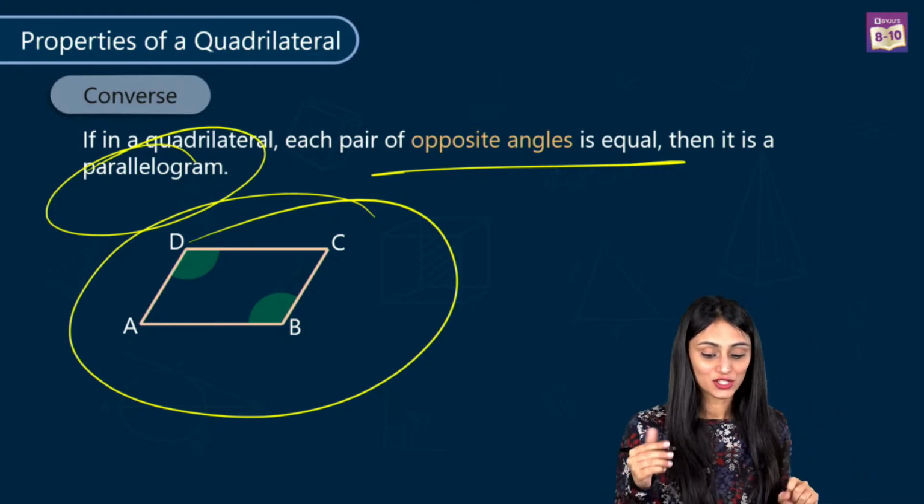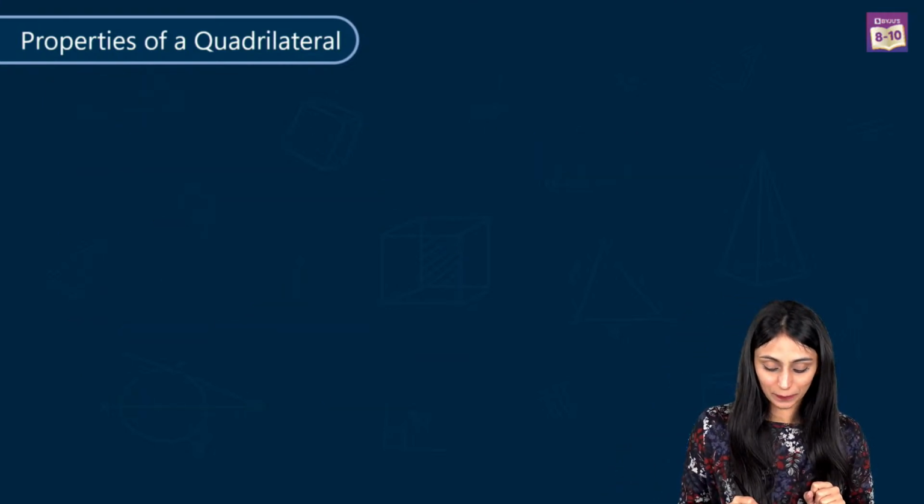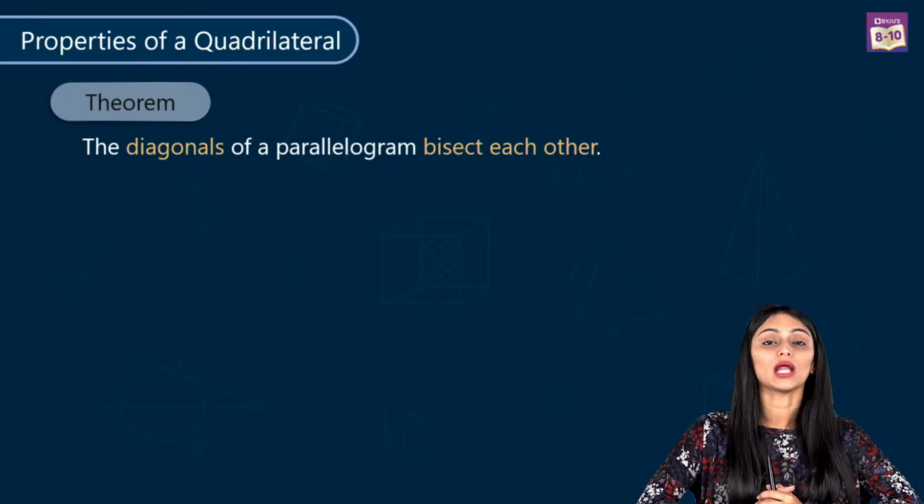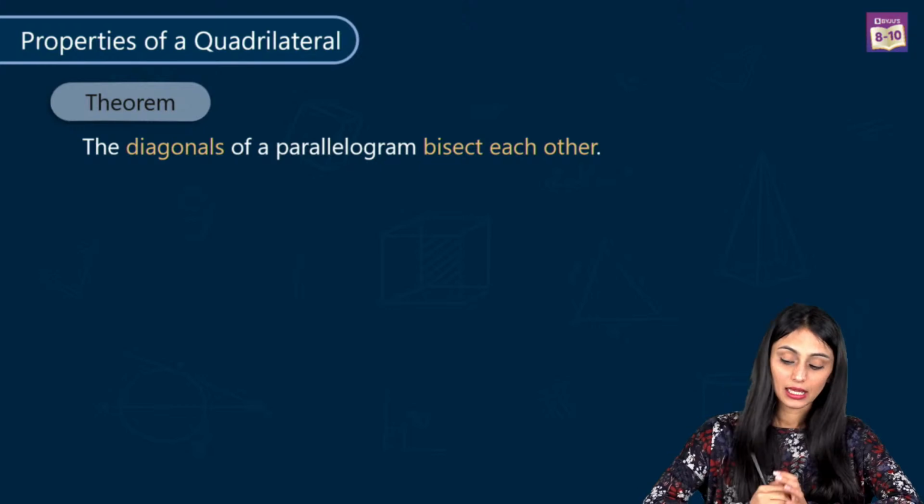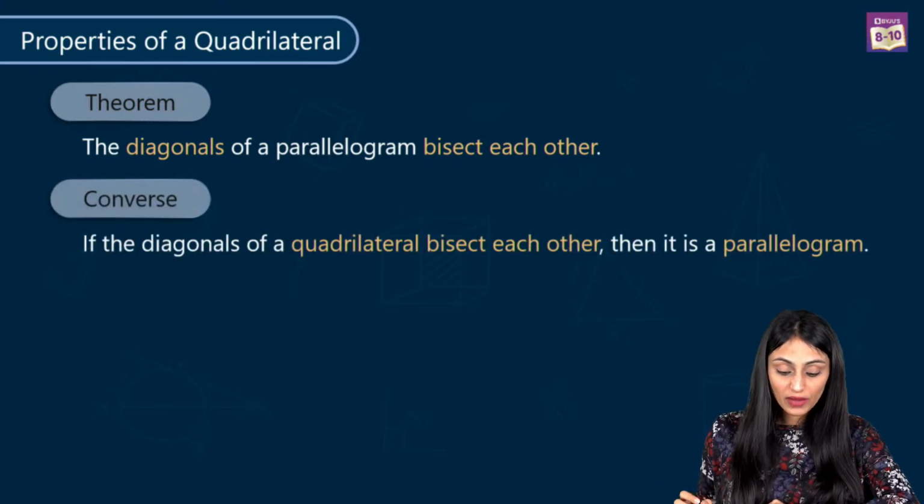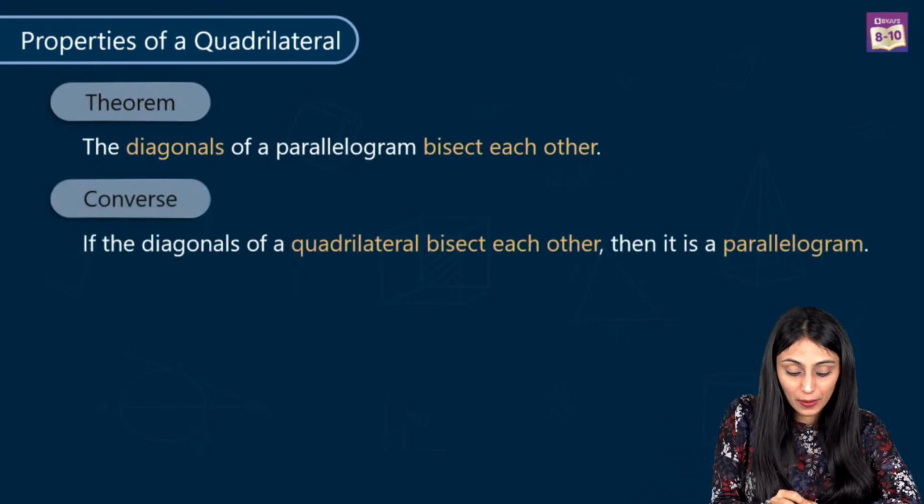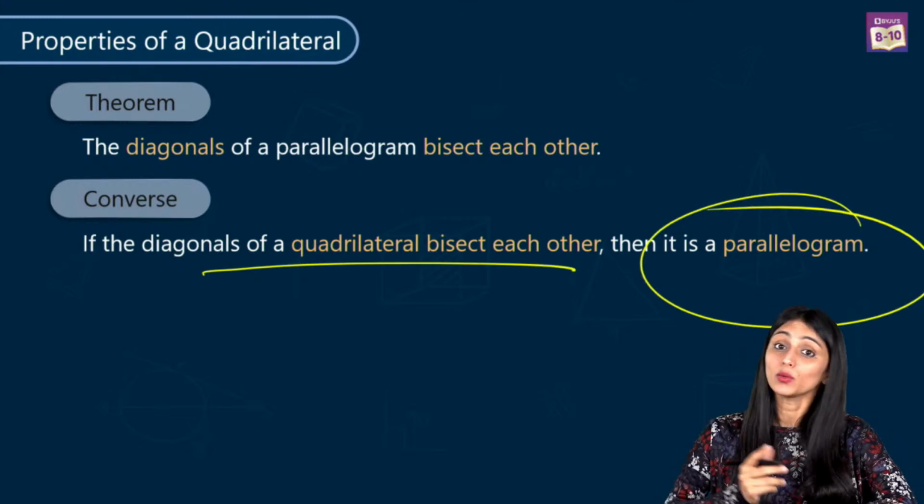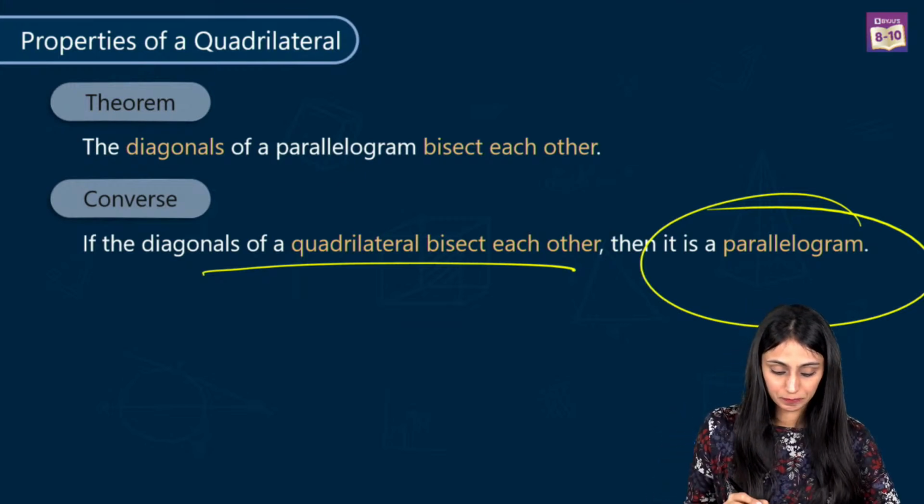Alright, so let's take a look at another property. We learned this theorem last time that diagonals of a parallelogram bisect each other, right? Now let's see the converse of this. If the diagonals of a quadrilateral bisect each other, then we can say that it is a parallelogram, right? Now to understand this better, let's visualize it.